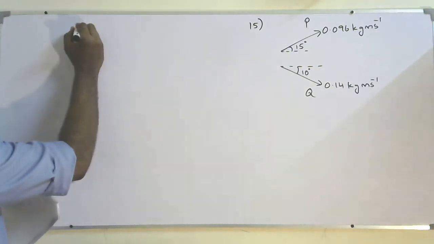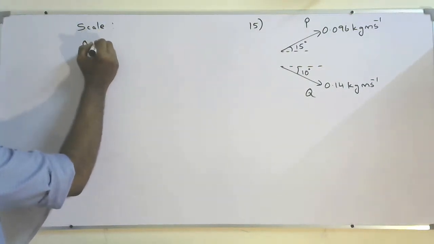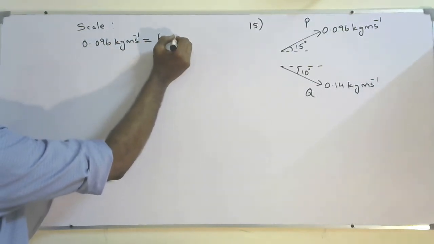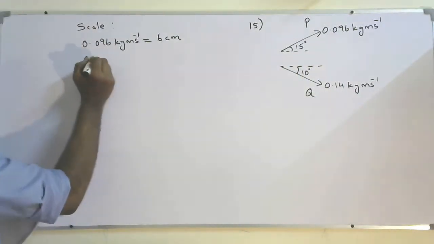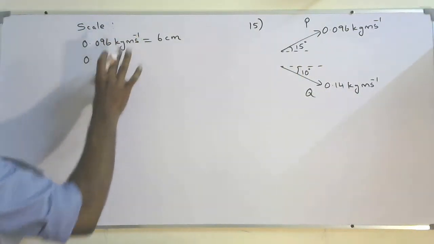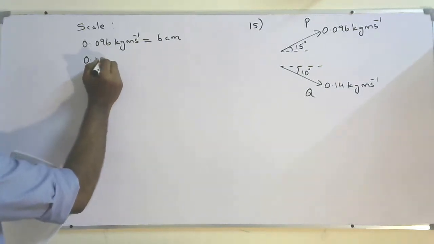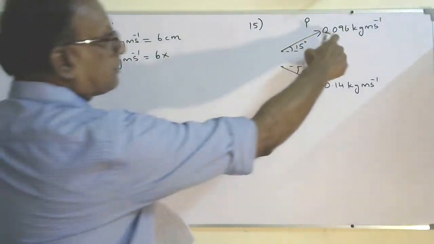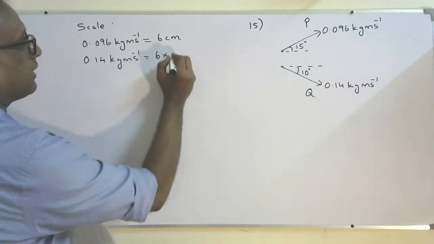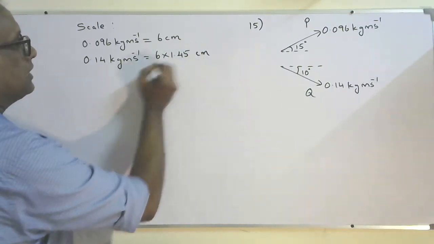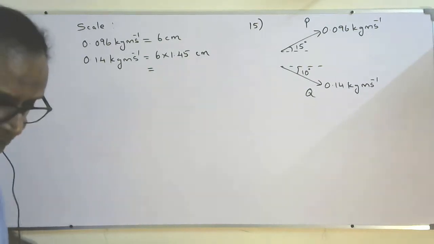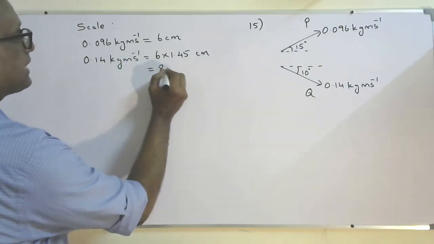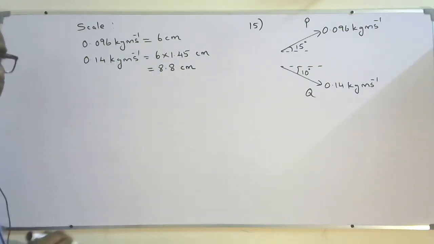I can say a scale: 0.096 kilogram meter per second, I'm going to show by 6 centimeter. So 0.14 kilogram meter per second will be 6 times the ratio between them, 1.45 centimeter. So that will be almost 8.75, or I can say 8.8 centimeter. Not accurate, but we can do like that.